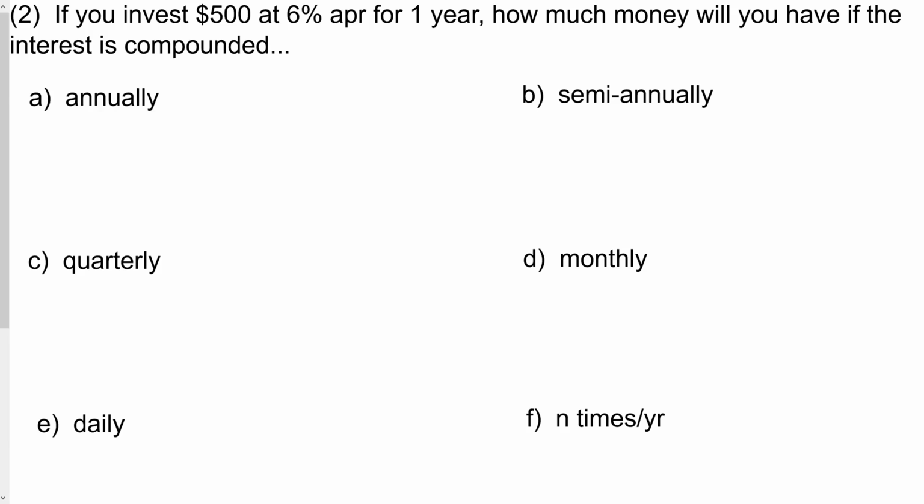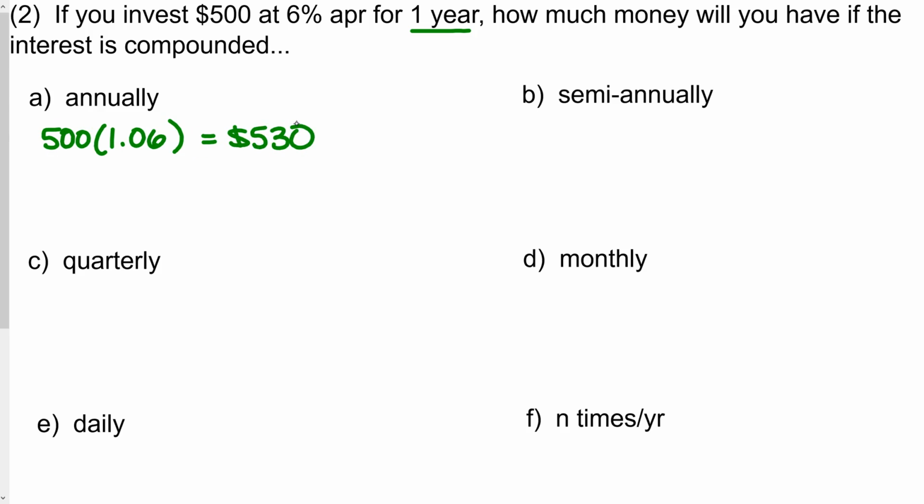So notice that we're keeping the amount of time the same in this problem, just 1 year. Whereas in problem number 1, we changed the time. Now we're changing the number of compoundings per year. So in part A, it's just like we did with number 1. It's $500 times 1.06. So we get $530.